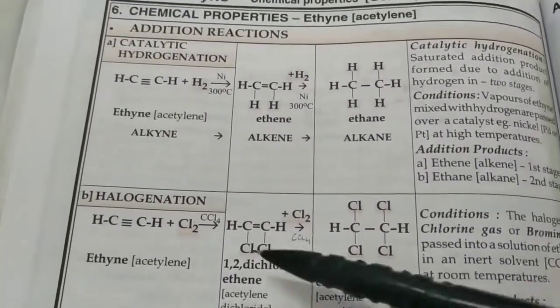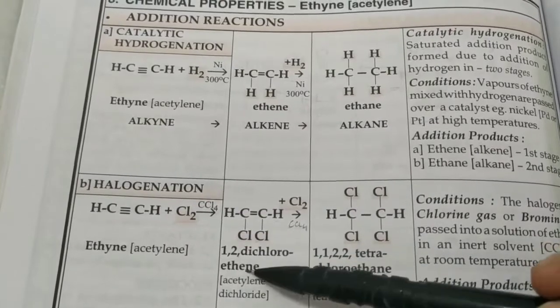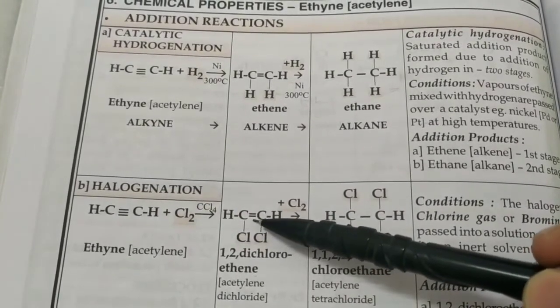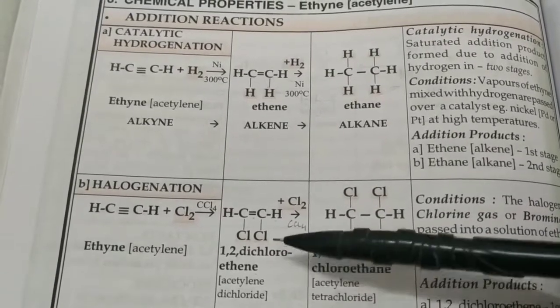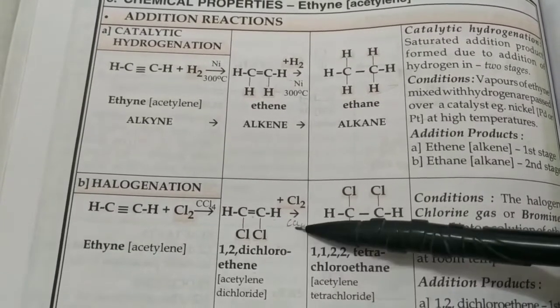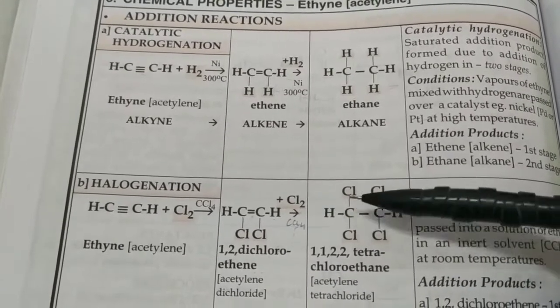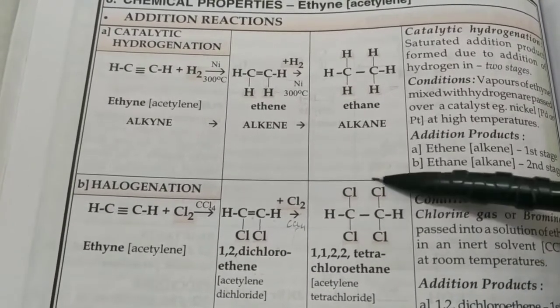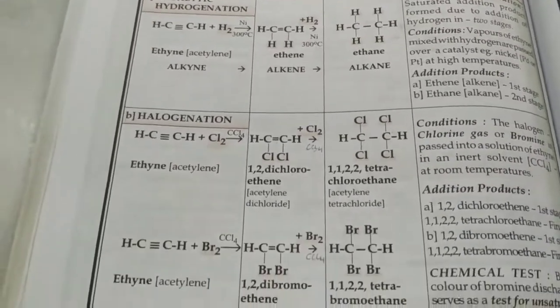Halogenation, again same logic. If one bond is broken, chlorine is added, so you get 1,2 dichloroethene. There's a double bond left, remember that. And the second reaction on the next line, this 1,2 dichloroethene in the presence of an inert solvent, when reacted with excess of chlorine, now you will get 1,1,2,2 tetrachloroethane. That's the addition product. These are all addition reactions, not substitution reactions.